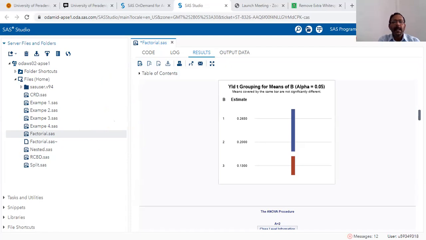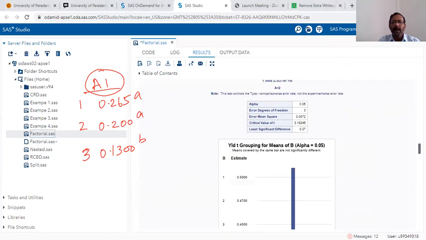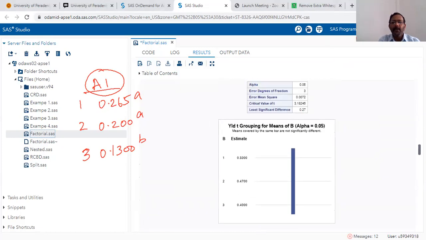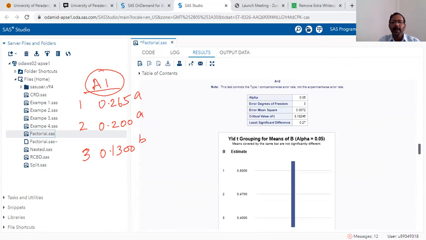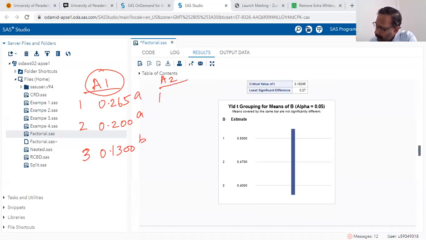Sorry, I don't want to erase that. We can go back to A2. Now I am going for A2. This is for A2 or A1? This is for A2, right? A2, sir. So I can write the same thing here for A2, 1, 2, 3. So you can write down the values. You'll have to explain this separately.